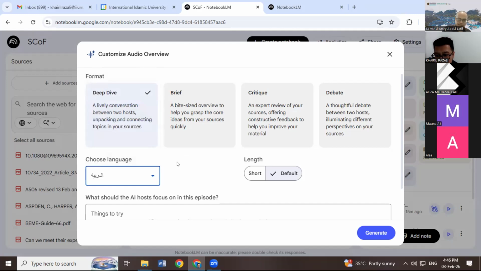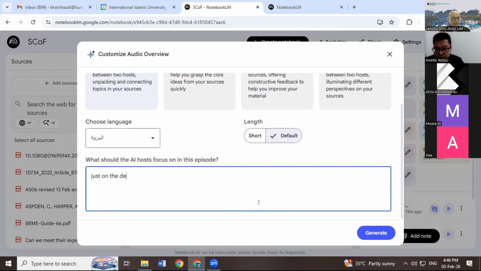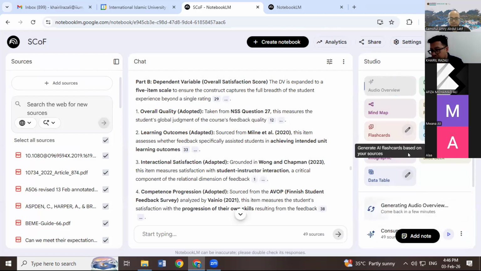Okay, so you can, and then of course you can type in to focus on certain things that you want to focus on, and they can definitely produce that. For example, maybe we just focus on the definition, and then you can generate. I don't know how long it will take, maybe a bit of time. Definitely you have the podcast, and you can change the languages as well. I think this will take a while.